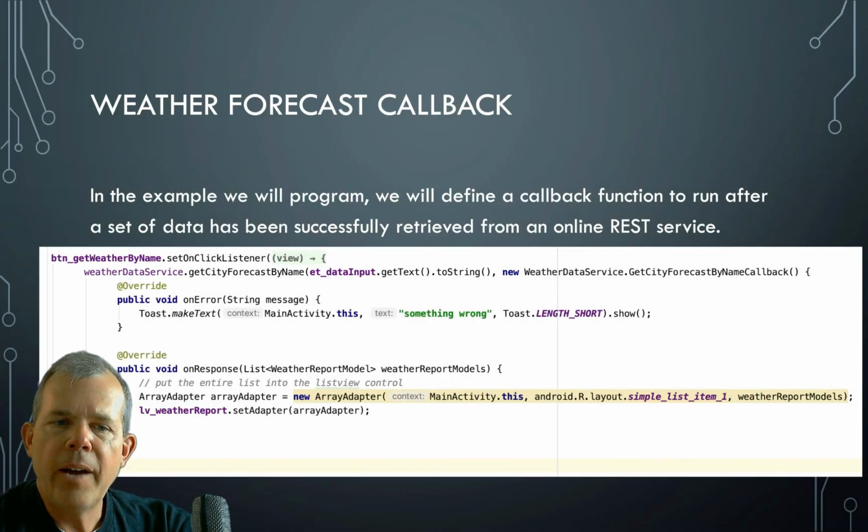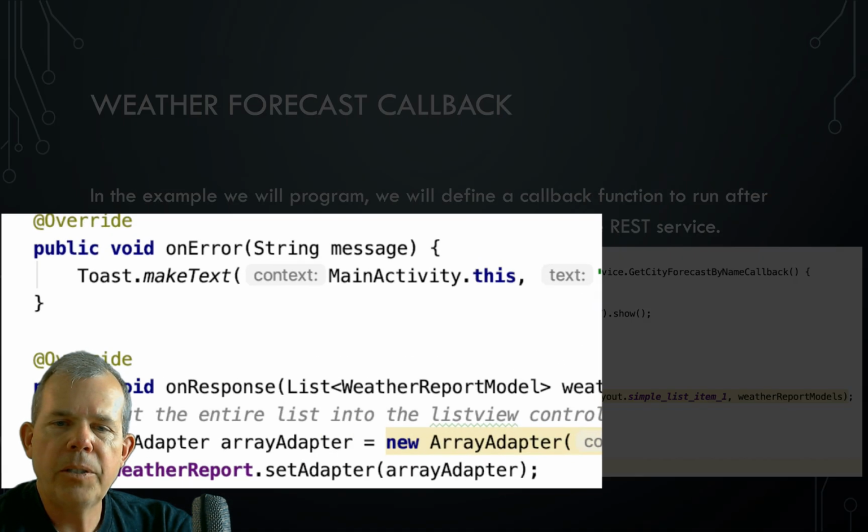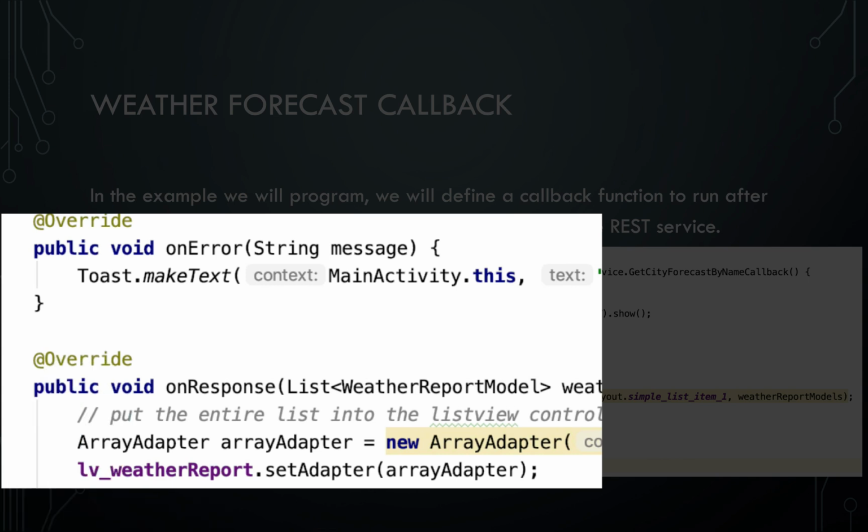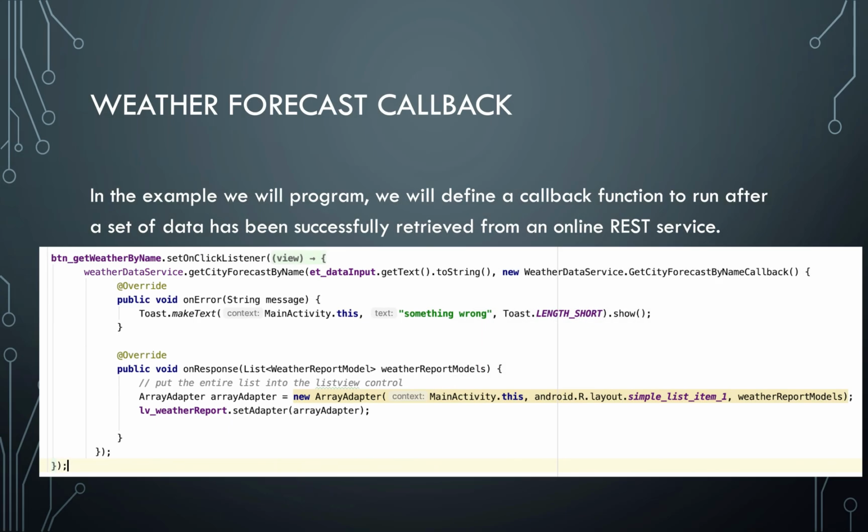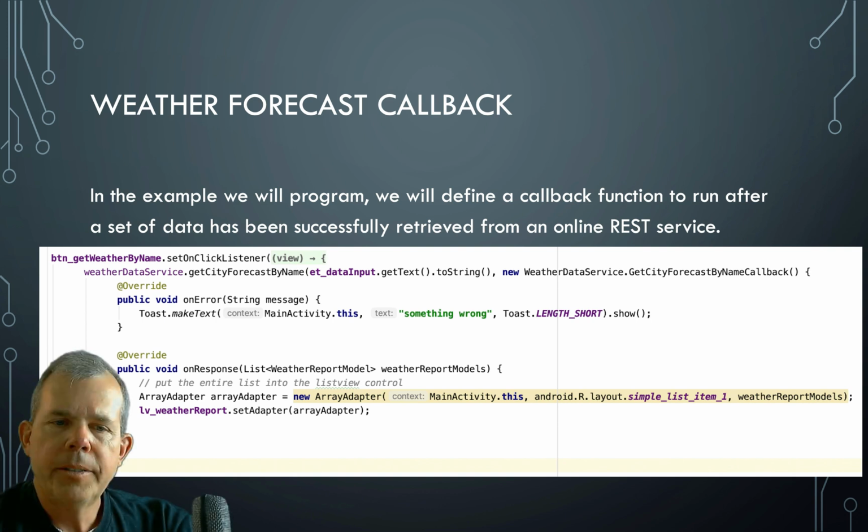Following that, we're going to have two options. When this is done, we are going to have an on error. That's a possibility that nothing came back or it was badly formatted. Or we're going to have a response. And you can see in the response that I am updating an array adapter, so I'm showing a list on my UI. This is the actual Java code that we're going to be coding in a tutorial in the next video.